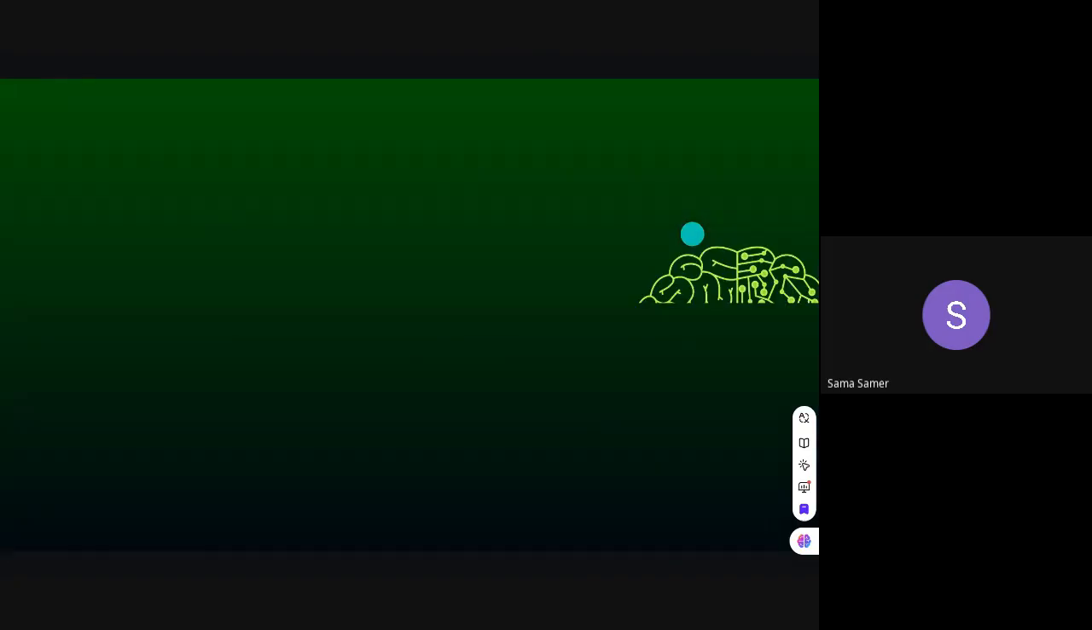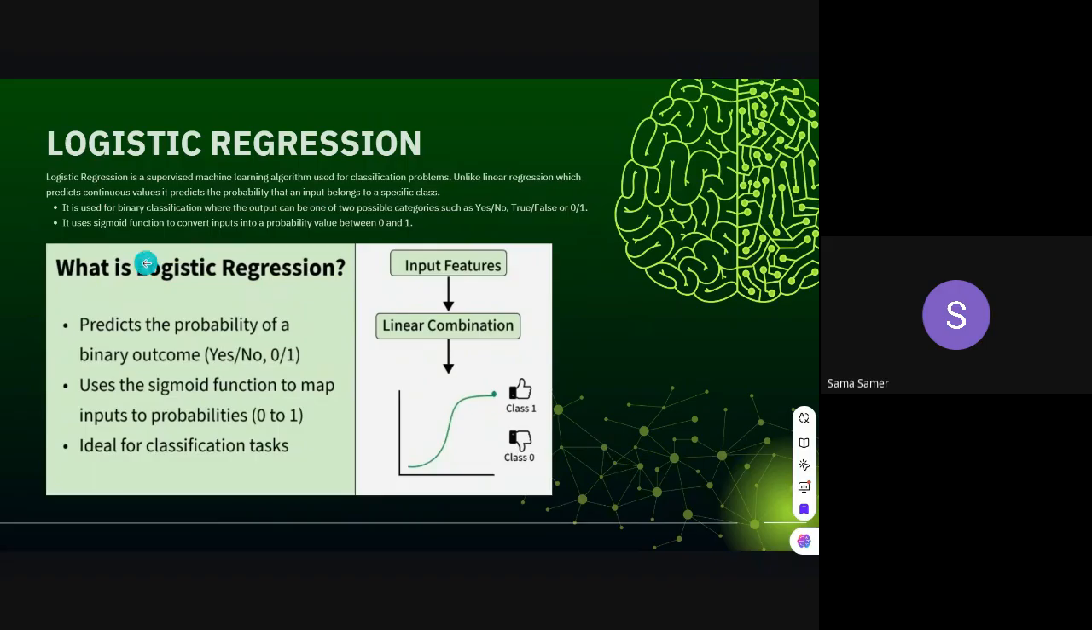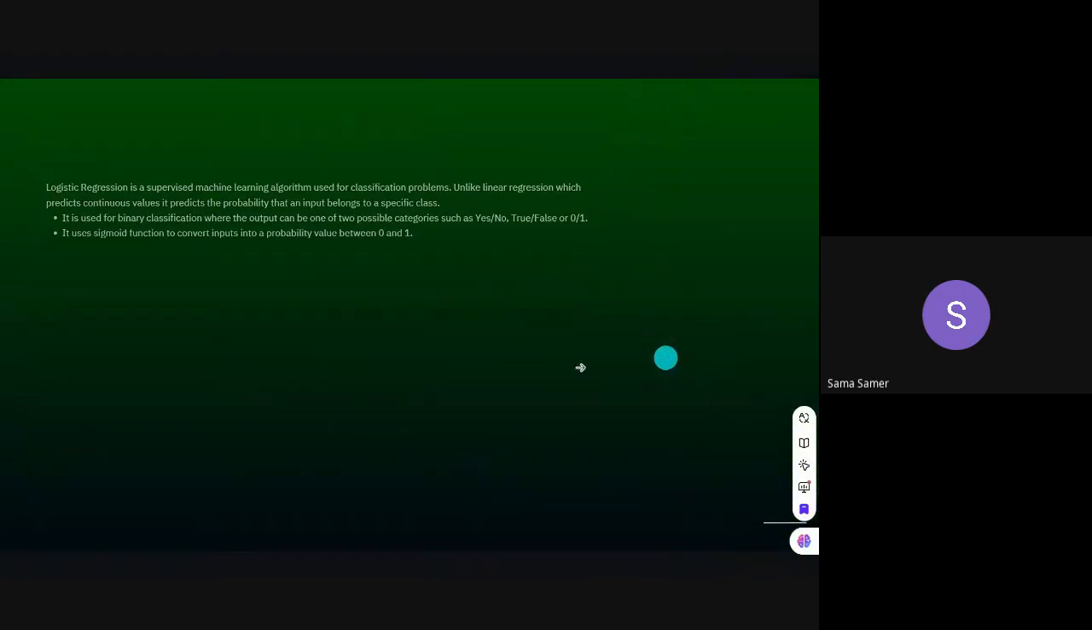And this is what I have said: logistic regression is a supervised classification algorithm. The output can be possible categories like yes or no, true or false, 0 or 1. It uses the sigmoid function to convert the inputs into probability. So let's continue.